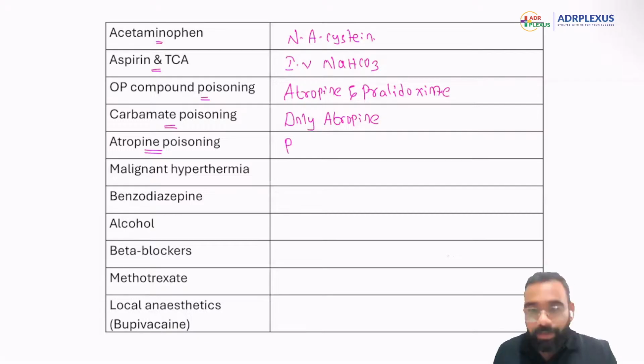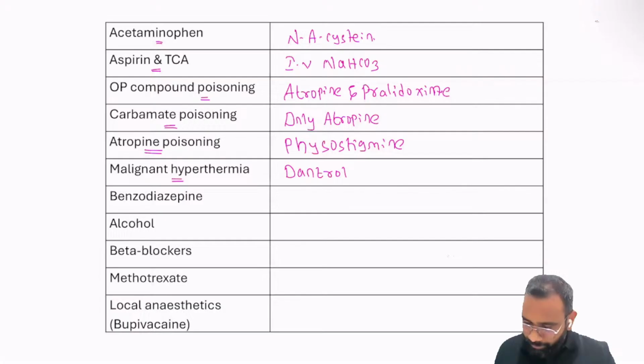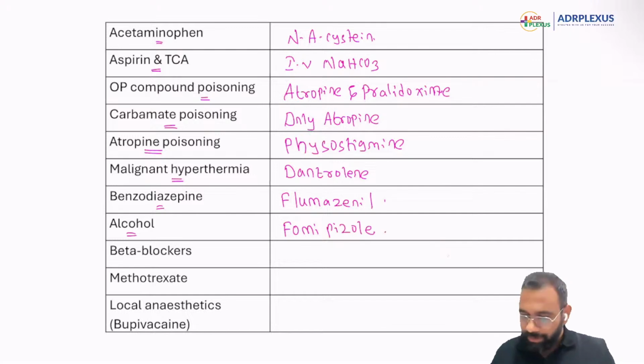Atropine poisoning. Can anyone tell me, is it physostigmine or pyridostigmine? Physostigmine. Malignant hyperthermia, dantrolene. Benzodiazepine poisoning, flumazenil. Alcohol, fomepizole. Don't get confused between flumazenil and fomepizole. Pyridostigmine is for myasthenia gravis. Don't get confused between these two. If you shake alcohol, you will get foam. Beta blockers, glucagon.